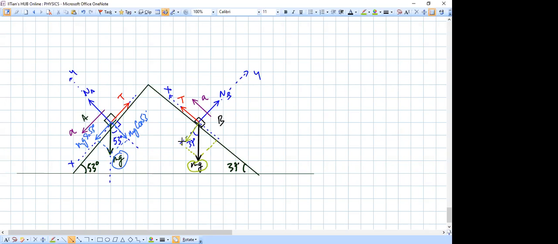the normal component will be mg cos 37, and the tangential component, along the surface parallel to the inclined plane, will be mg sin 37.